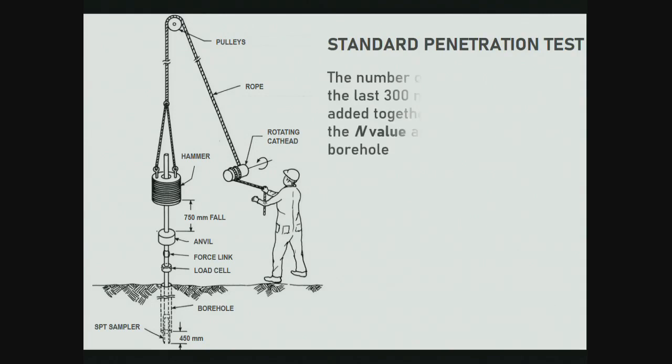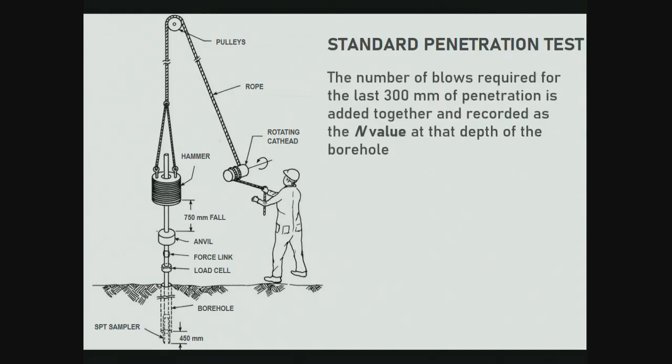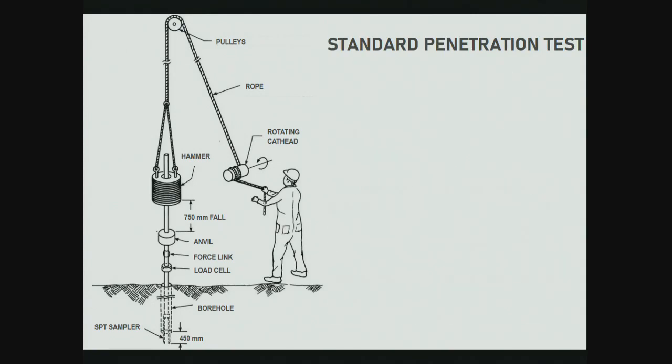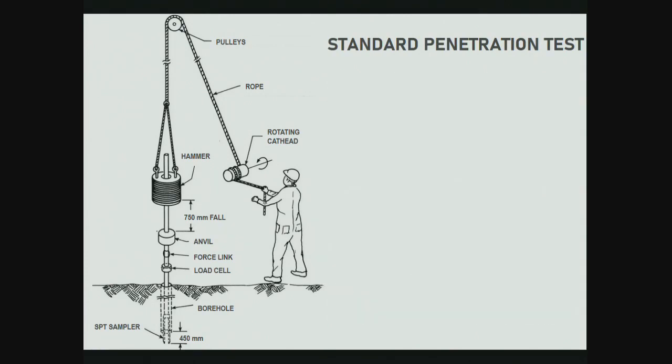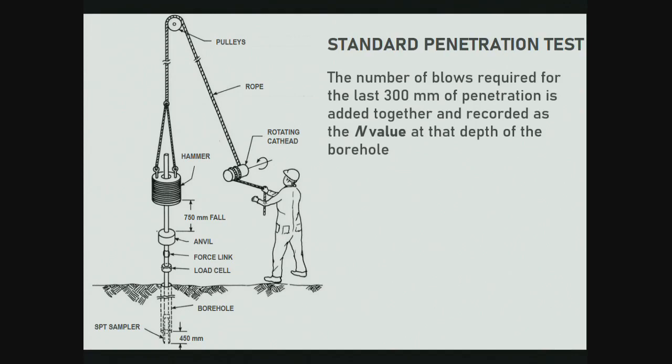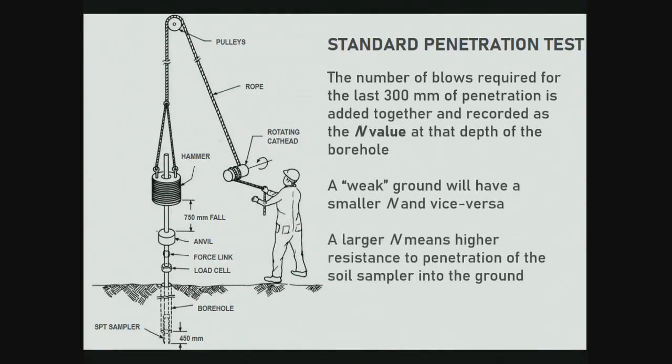So the number of blows required for the last 300 millimeters is reported as that value. First 150 is disregarded. So a weak ground will have a smaller N and vice versa. A larger N means high resistance to penetration of the soil sampler into the ground, and you need a larger N value.